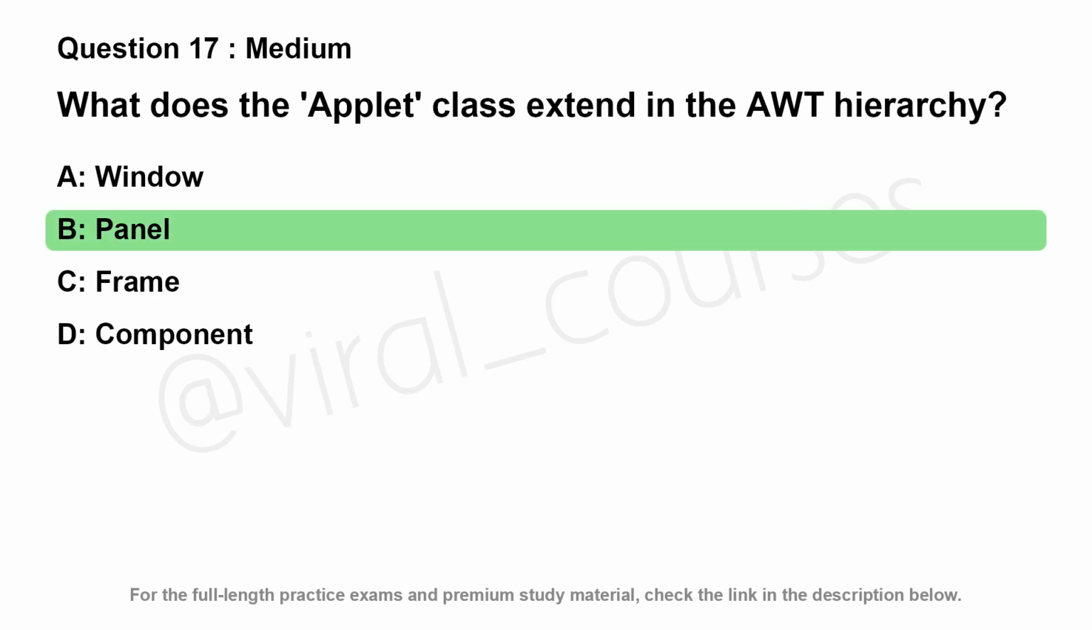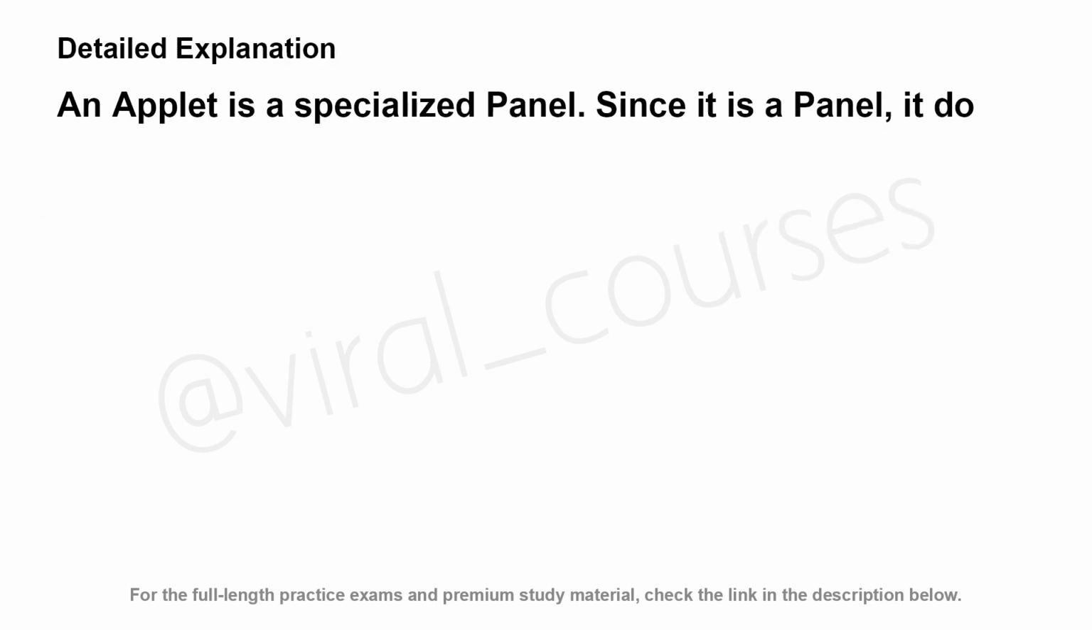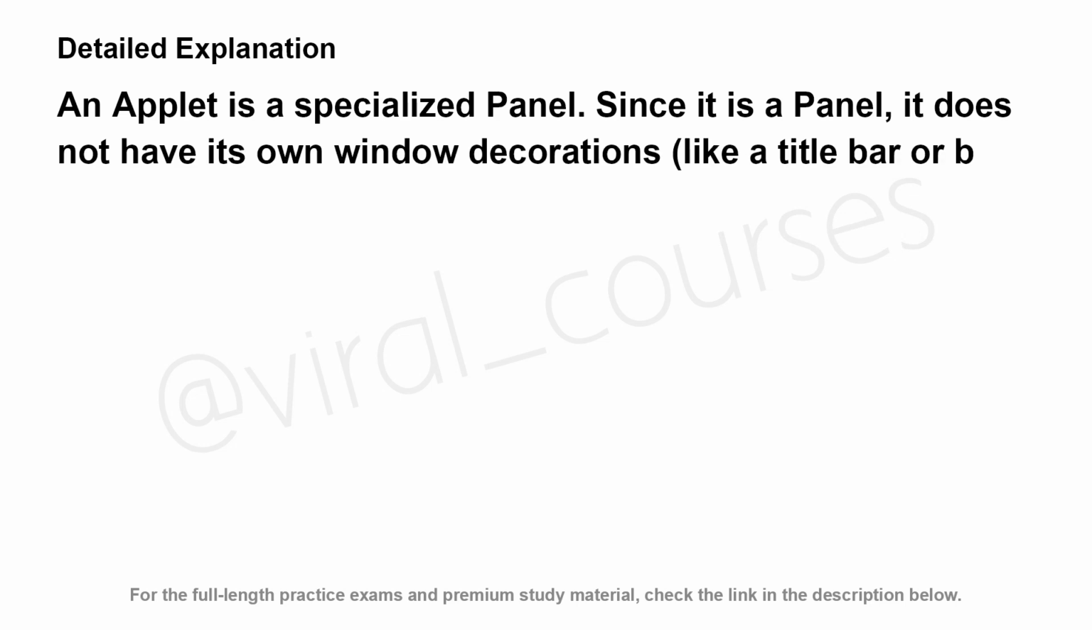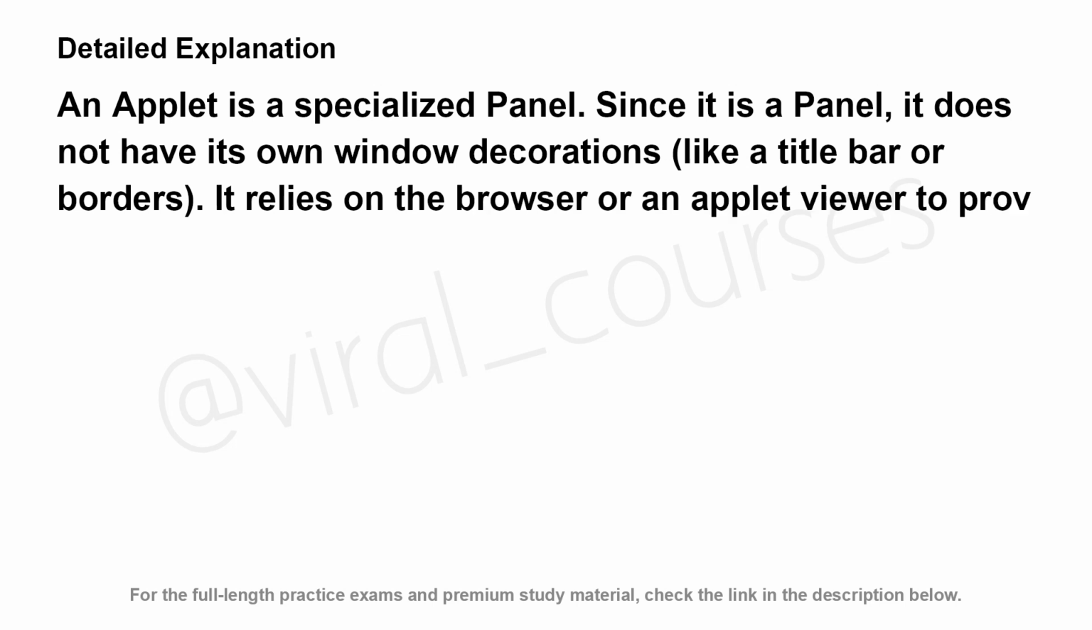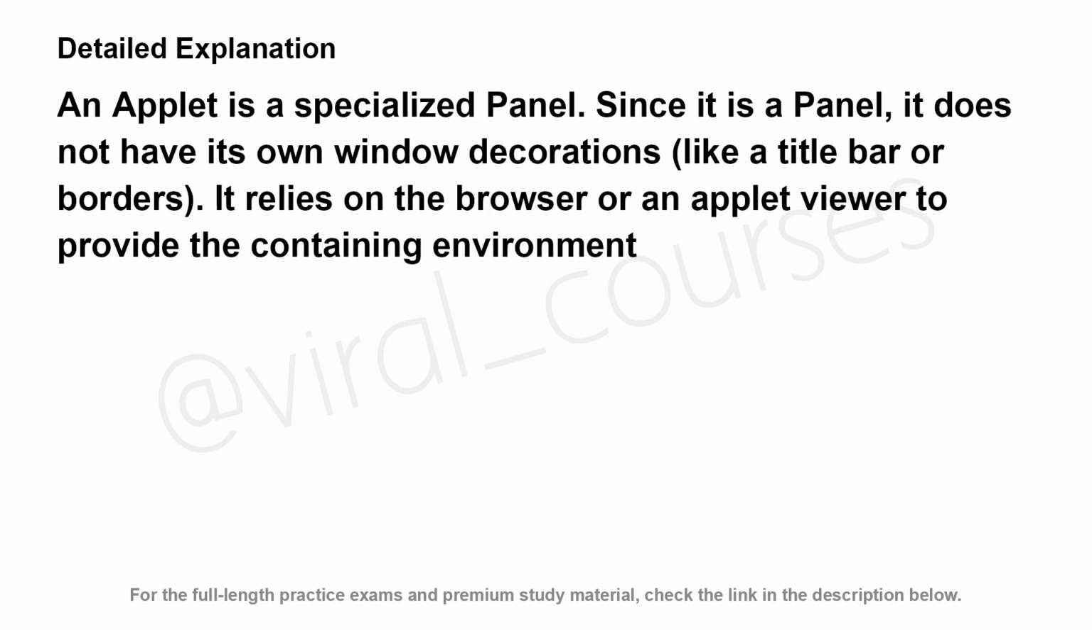The correct answer is B. An applet is a specialized panel. Since it is a panel, it does not have its own window decorations, like a title bar or borders. It relies on the browser or an applet viewer to provide the containing environment.